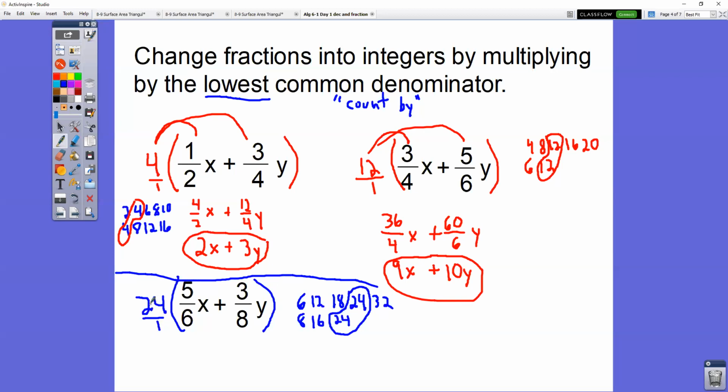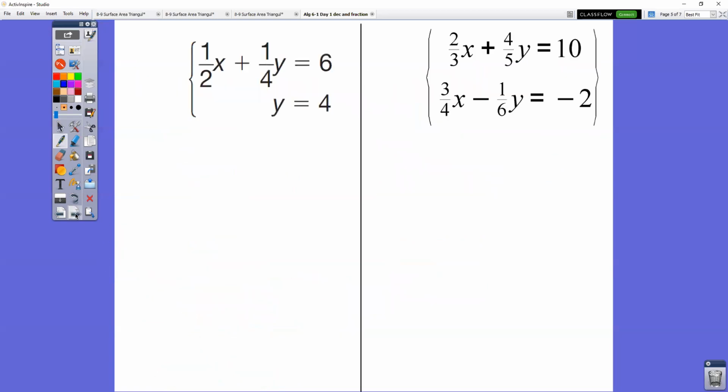So 24 times 5. Let me get my calculator here. Sorry. 24 times 5 is 120. So we have 120 over 6. 120 divided by 6 is 20x. And then we have 24 times 3. 24 times 3 is 72 over 1 times 8, which is 8. 72 divided by 8 is 9. So that becomes 9y. So we have 20x plus 9y. So let's take a look at what the equations would look like with these.